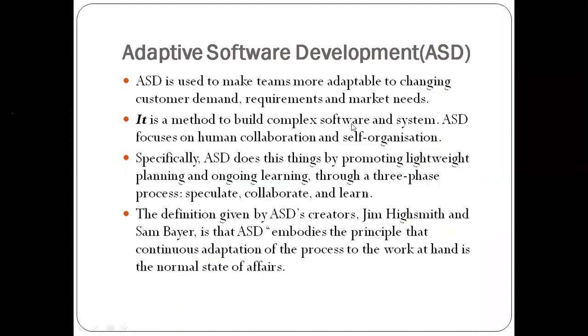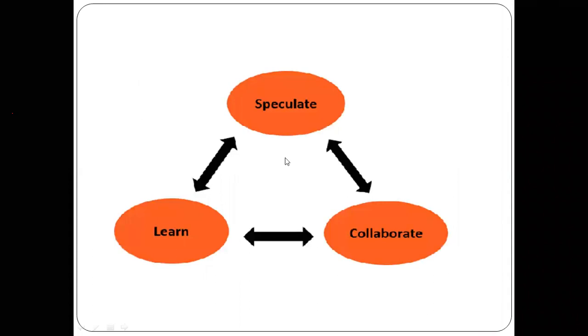And we'll go see the diagram. This is the life cycle of a project. What is the first one? Speculate, collaborate, learn. So this life cycle will be executed at each and every module or each and every function. Speculate, collaborate, and learn. Okay, let's learn these phases of ASD.